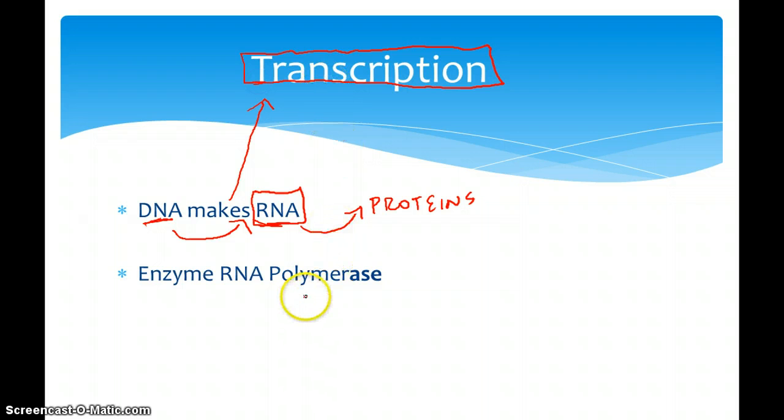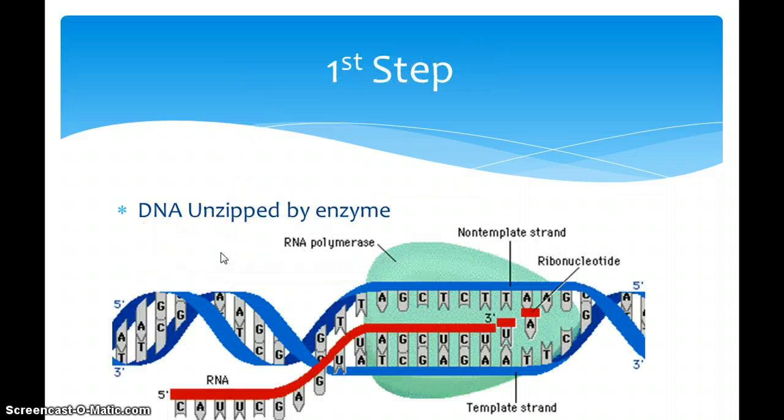And we're always going to be dealing with only one enzyme. DNA had 4 or 5 enzymes. RNA has only one. It is called RNA polymerase, and we will see its functions in the next slide. So the first step is that, remember, DNA makes RNA. So what happens is that the double helix of DNA unzips. So DNA is unzipped, and it is unzipped by the enzyme RNA polymerase.